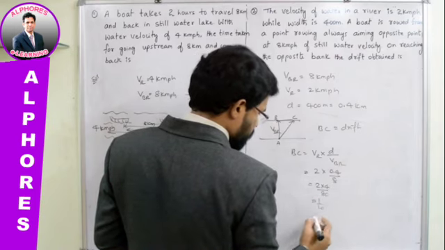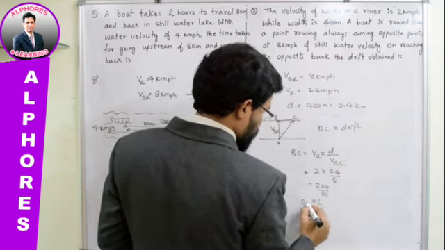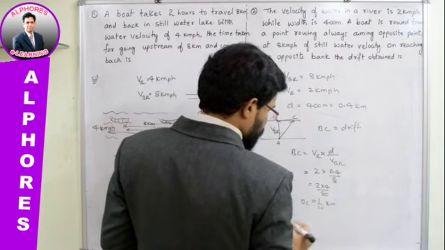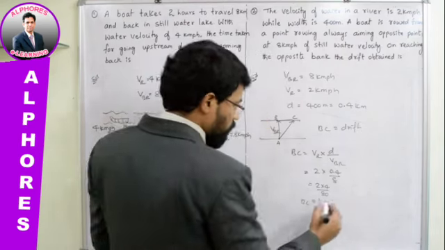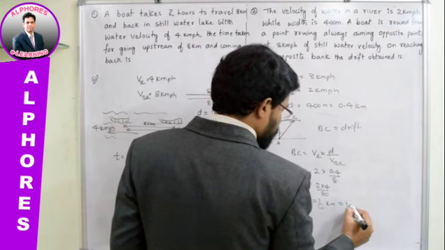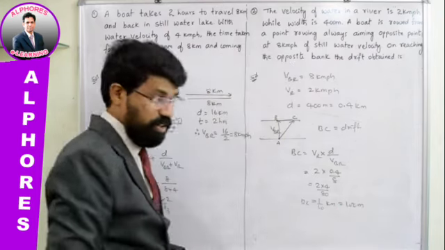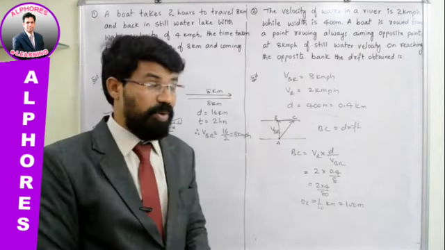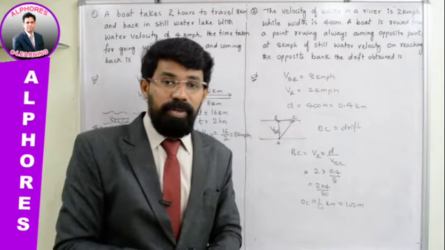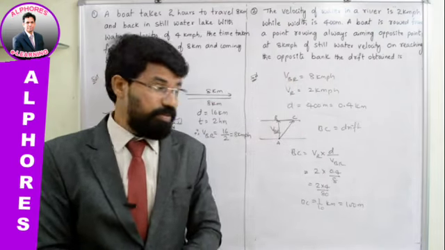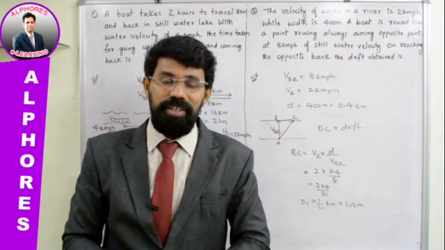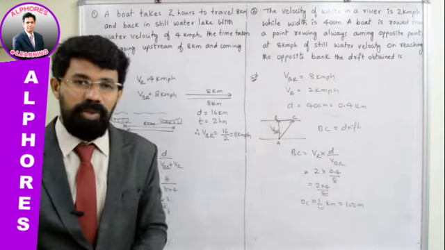1 by 10 kilometers, or in terms of meters, how can it be written, 100 meters. 1/10 of a kilometer is equal to 100 meters. So along the river flow, to what extent does it undergo drift? It undergoes a drift equal to 100 meters. So this is how river boat model problems can be handled.